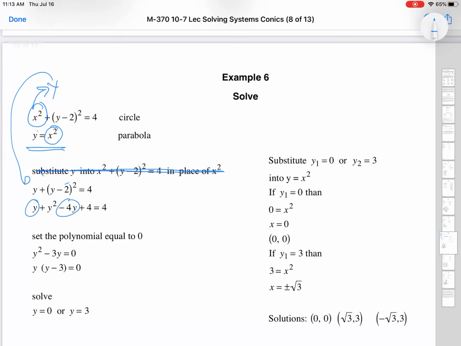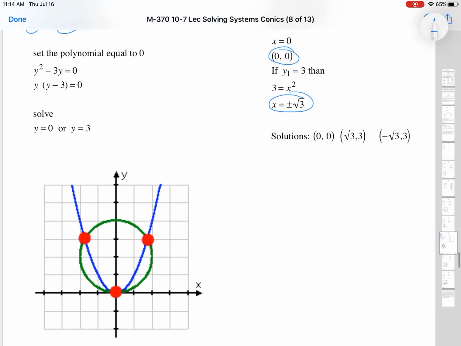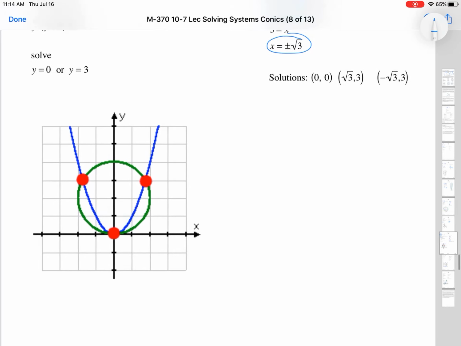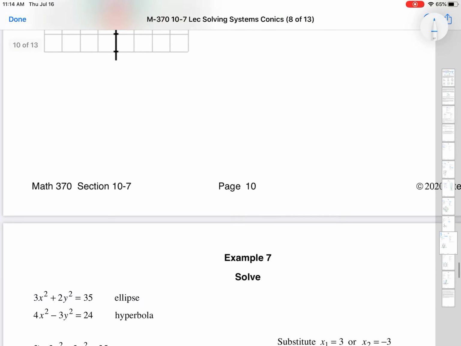So we're going to substitute those into the most simple one we can. You plug the 0 in, we get 0, 0. You plug the 3 in, don't forget your plus or minus. We get plus or minus, and so we get 3 points, and this is one where the vertex point of the parabola is tangent to the circle, right? It's right on the same edge as the circle. And so that's how we're getting 3.